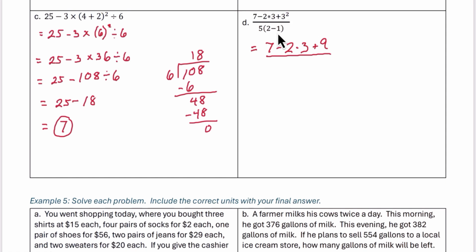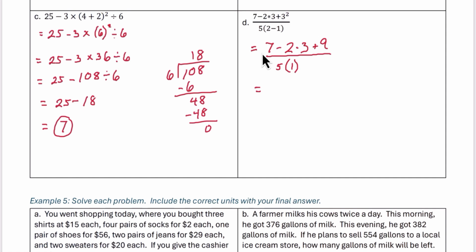And now let's focus on just the bottom. Let's do the first step of the bottom. Notice the bottom has parentheses in it, so we can simplify inside the parentheses. We have 5 times 2 minus 1 is 1.